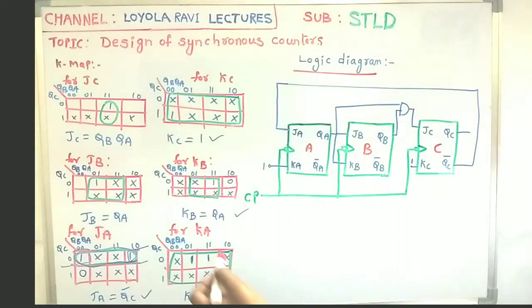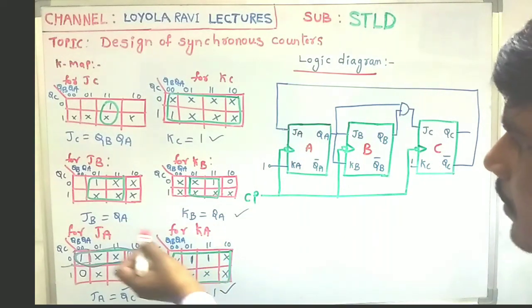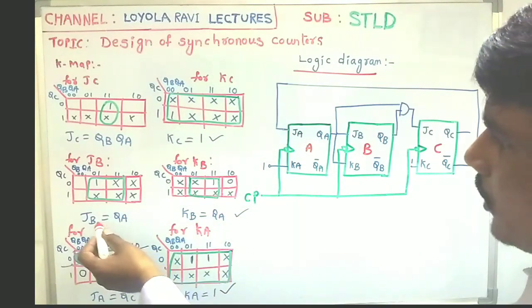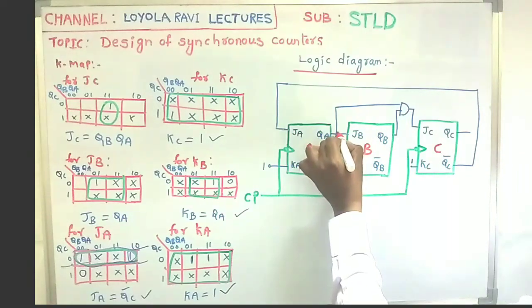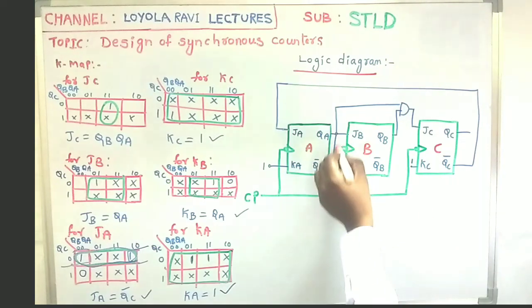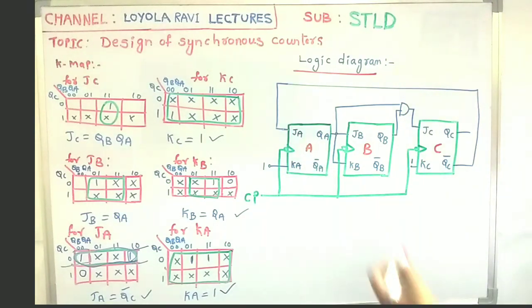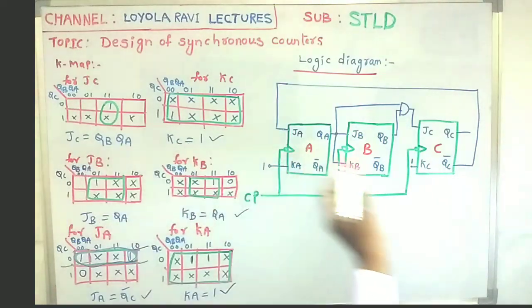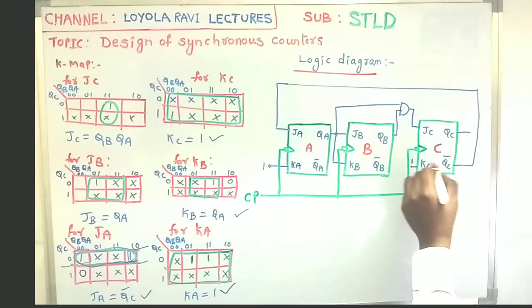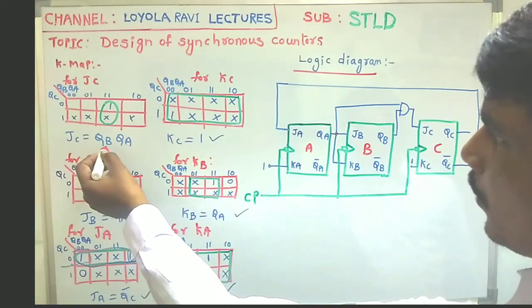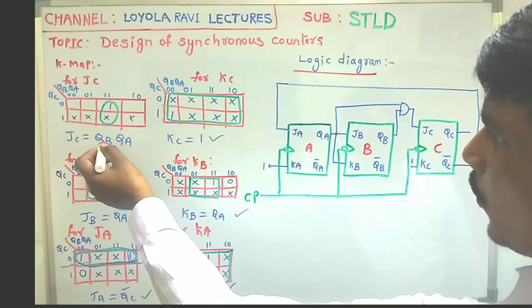That's why JB is equal to QA. And KB also QA. JB, KB both are QA. That's why from this I am connecting QA as KB. QA connecting to KB. So then JB, KB also over. Then JC, KC. And KC is equal to 1. Already we know. KC value is 1. Then what about the JC, QB into QA?